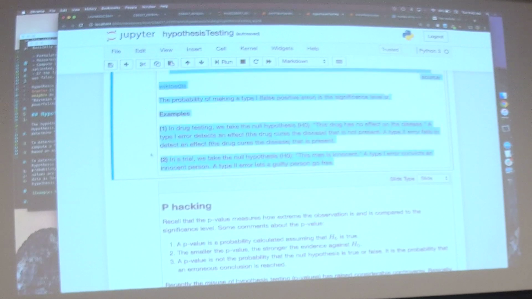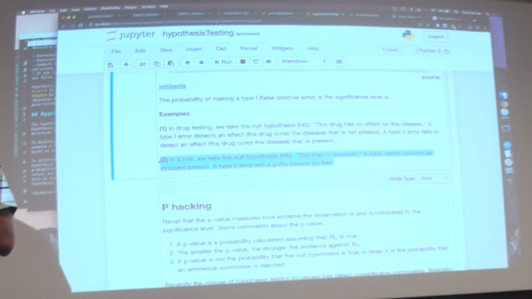At trial, another case, right? The null hypothesis is the defendant is innocent. Okay? A false positive would be convicting somebody that is innocent. We're rejecting the null hypothesis when it is in fact true. A false negative would be when we don't convict a guilty person.